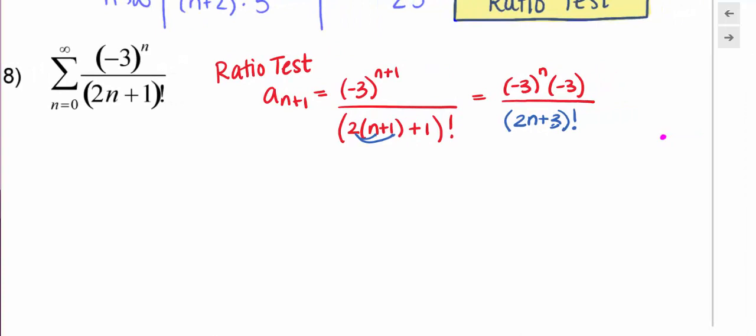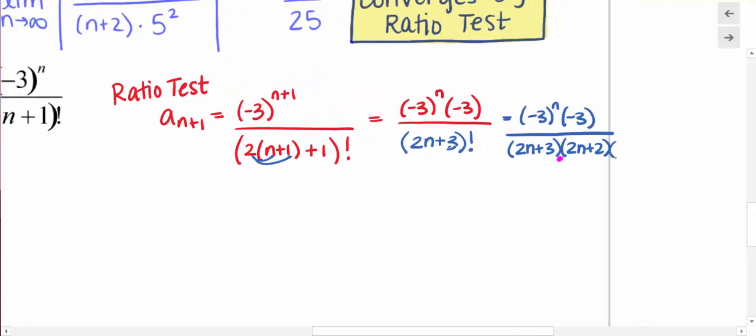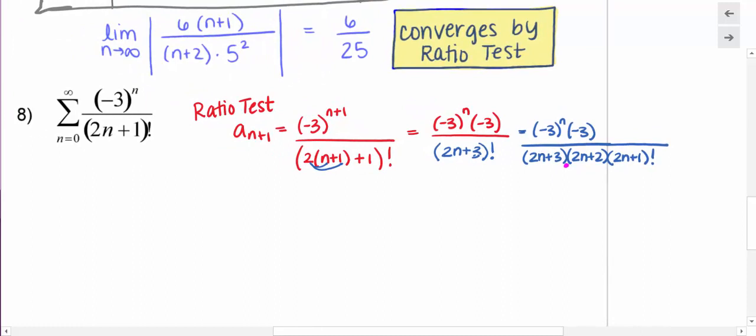And I'm going to go one step further. I'm going to leave my numerator alone, but in my denominator, the factorial is going to be 2n plus 3 times 2n plus 2 times 2n plus 1 factorial. I expand it as much as possible so that I can see that I'm matching something in my initial a sub n, because then when I look at this as a product, I have a chance of some algebraic manipulation and some division to 1. So I'll show you what I mean here.